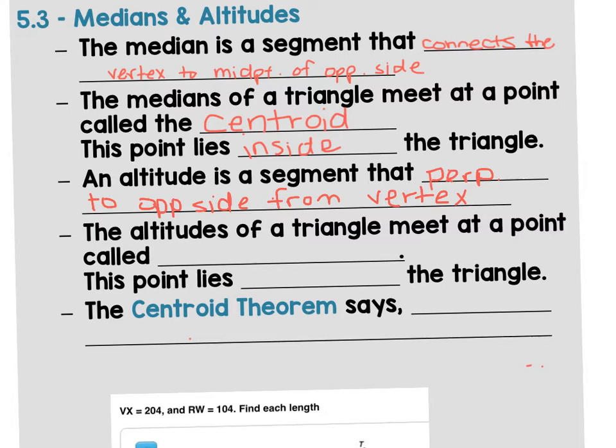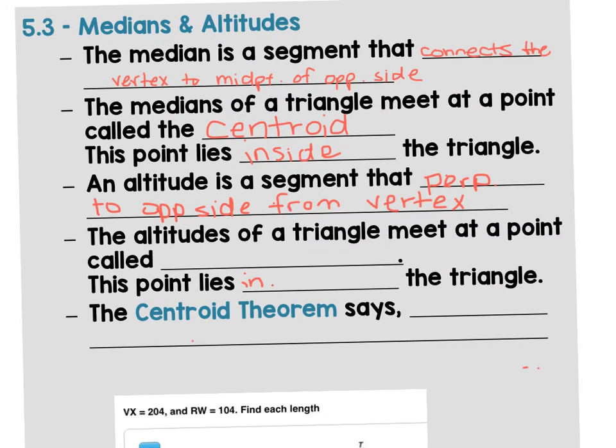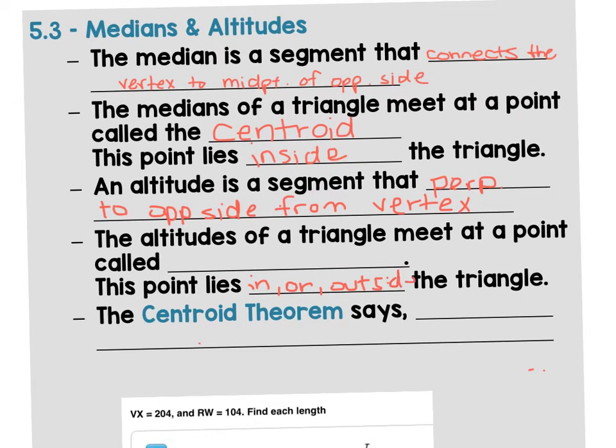Which means that the altitudes lie where? Outside, in, or on? In, on, or outside. Same as your circumcenter, which is perpendicular bisectors. Okay, in would be acute, on would be right, and outside would be obtuse. What's it called where the altitudes meet? Orthocenter.